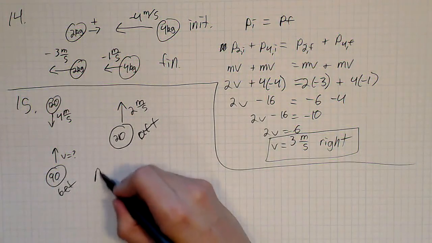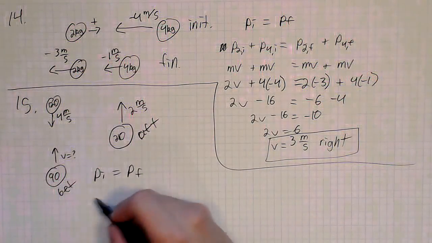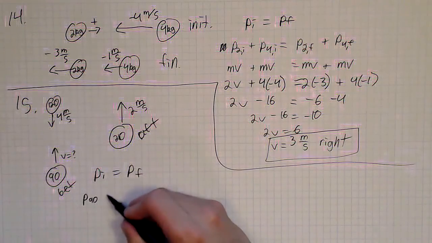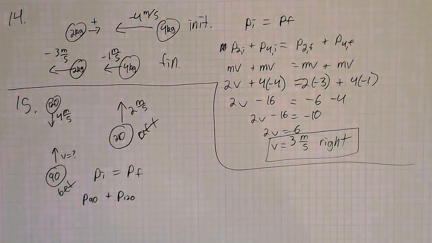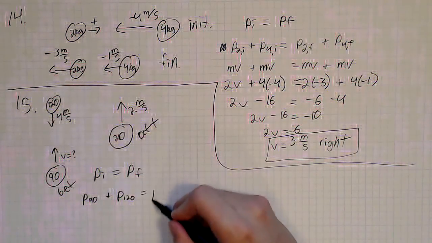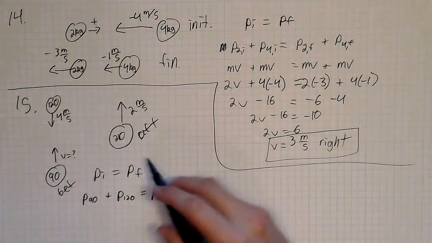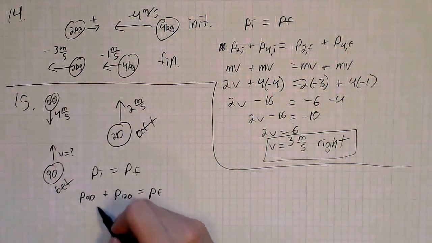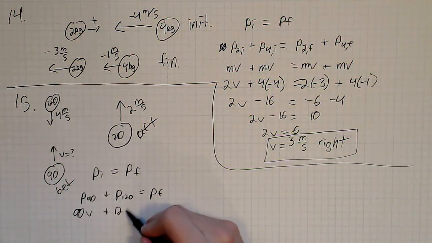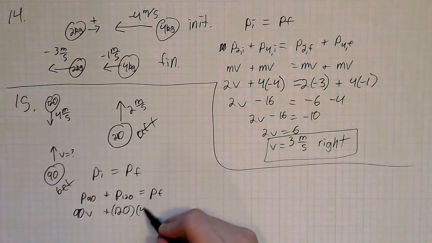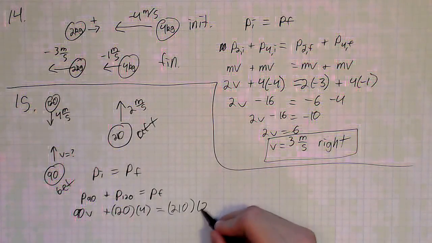So we know that the initial momentum of the system has to be equal to the final momentum of the system. Initial momentum is momentum of the 90 kilogram guy plus the momentum of the 120 kilogram guy. Are you starting to see a pattern yet? Because it's the same concept through all the problems. It's equal to our final momentum. So we're going to plug all these in. So we've got mv. So we got 90 times our unknown velocity plus 120 kilograms times 4 meters per second equals 210 kilograms, which is their combined masses, times 2.